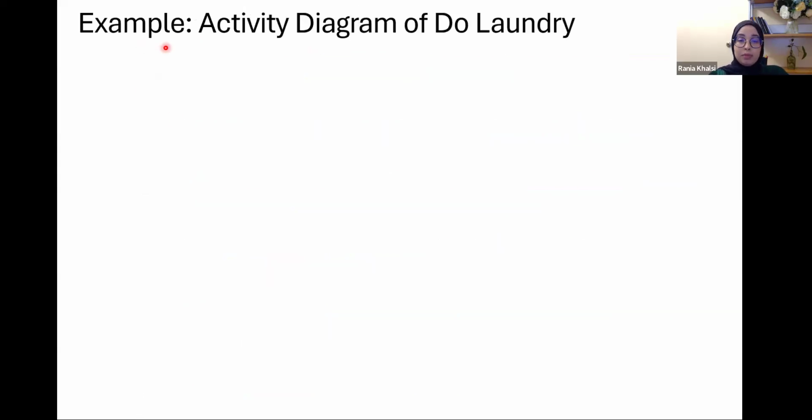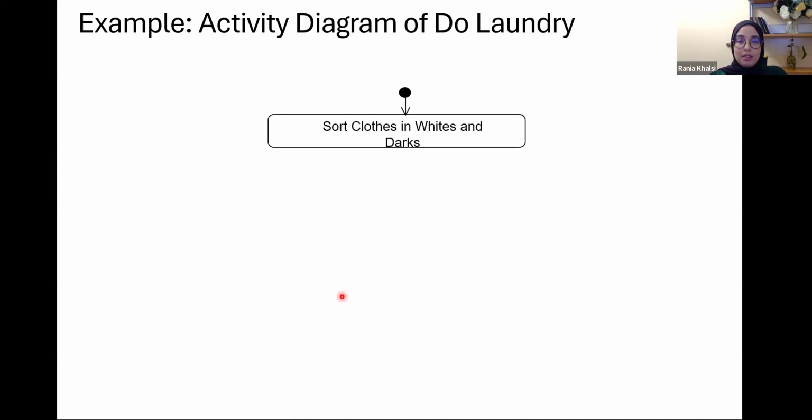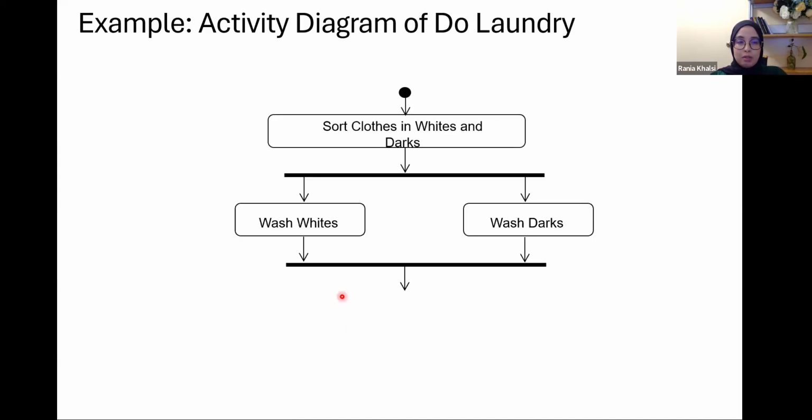Okay, let's see an example. The example here is of doing laundry. So in this example, what do we have? The activity diagram that we are going to do is going to be similar to what we saw last time, the state machine diagram. So we have this activity diagram, and now let's go through this.